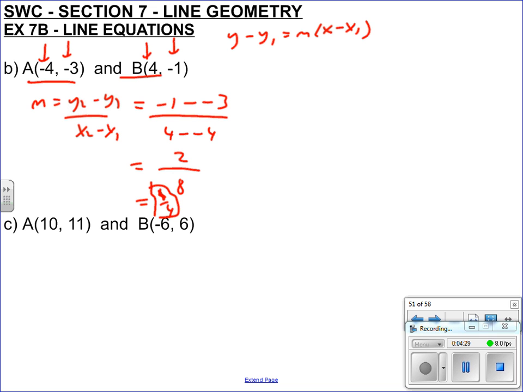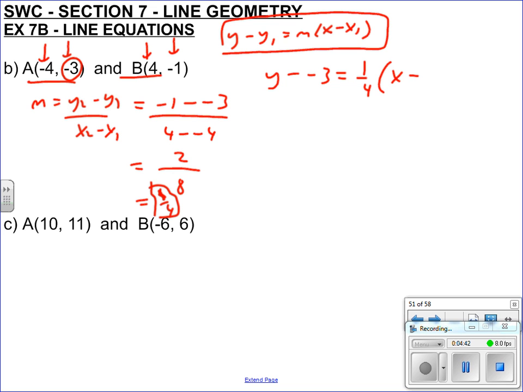And therefore, I can go straight to my line equation formula. So y subtract y1. Remember, this is y1. Minus 3 is m, which was a quarter. x subtract x1, which is minus 4. Okay?